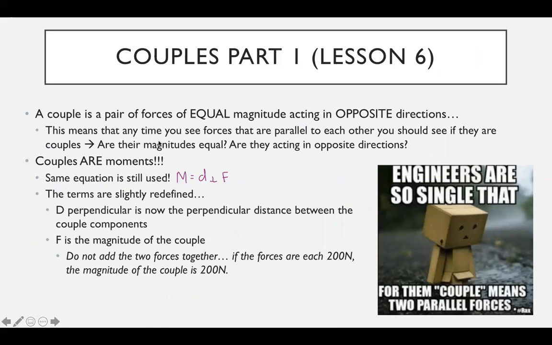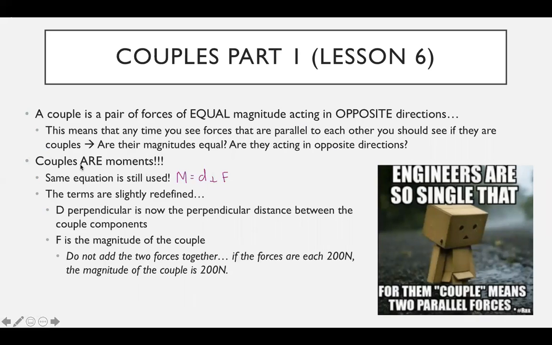Okay, so moving on to couples. A couple is a pair of forces of equal magnitude acting in opposite directions. So that means anytime you're looking at a problem and you see two lines that are parallel to each other, you should automatically double check if their magnitudes are equal and if they're acting in the opposite direction. Because if they are, you don't approach it like a normal, traditional force, you approach it as a couple.